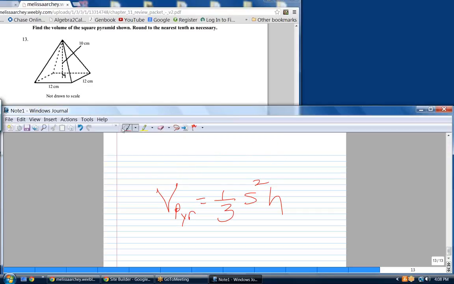Now let's plug in. So we do 12 squared times 10, and then divide it all by 3.